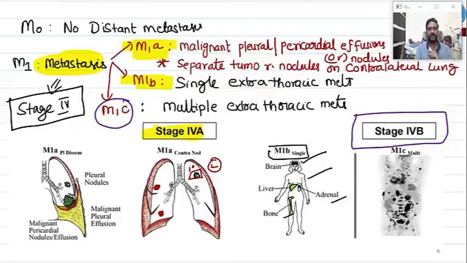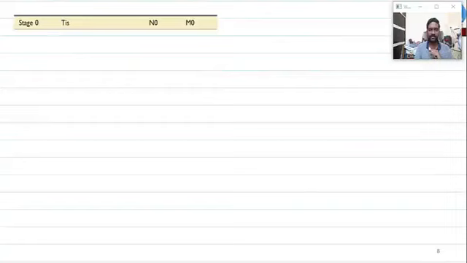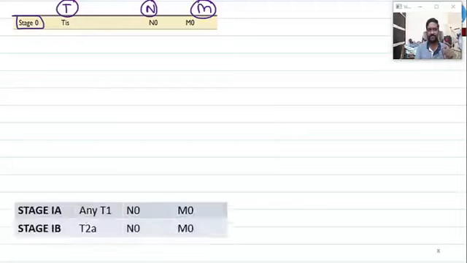Stage 4. Now let us see the staging in detail. We have stage 0. This is in accordance with tumor, node and M. Stage 0 means there is no nodal involvement and there is no metastasis. See, up to stage 3, there will be M0 only. Only in stage 4 is there presence of metastasis. So here T is tumor in situ, either adenocarcinoma in situ or squamous cell carcinoma in situ. No nodal status, no metastatic lesions, it is stage 0.